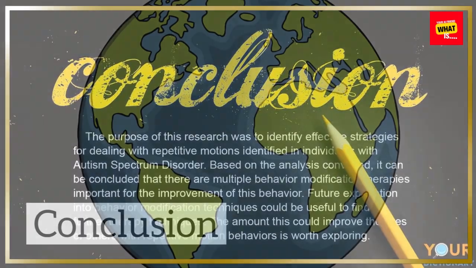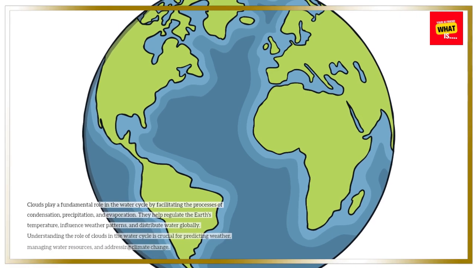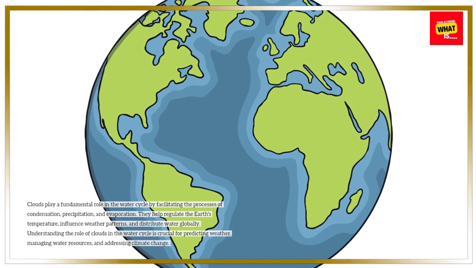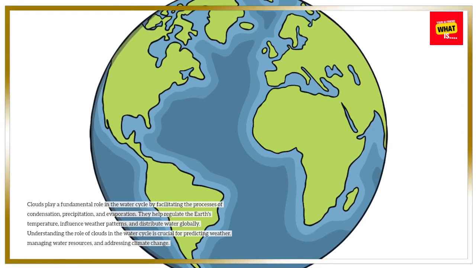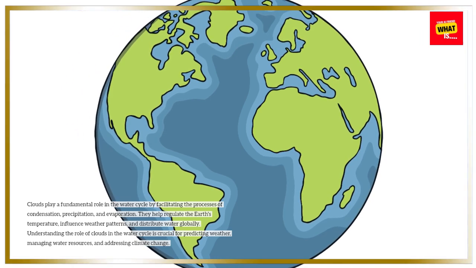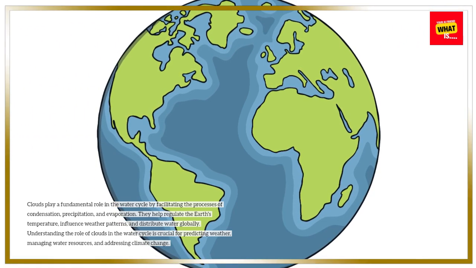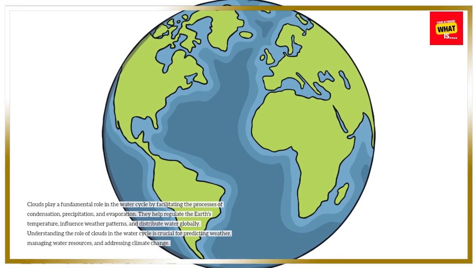Conclusion. Clouds play a fundamental role in the water cycle by facilitating the processes of condensation, precipitation, and evaporation. They help regulate the Earth's temperature, influence weather patterns, and distribute water globally. Understanding the role of clouds in the water cycle is crucial for predicting weather, managing water resources, and addressing climate change.